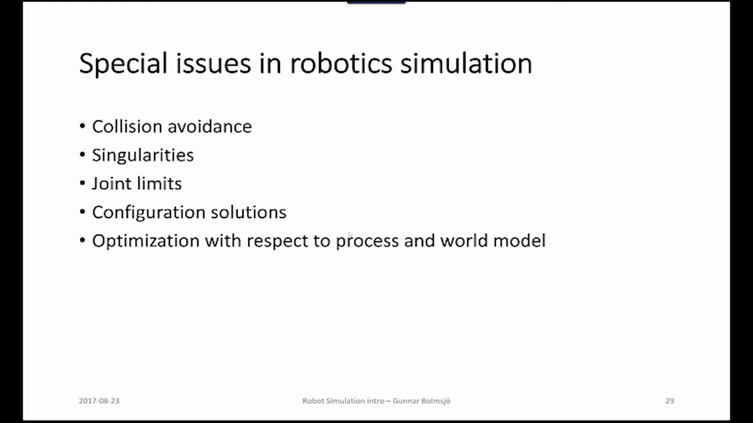Joint limits, of course, I mean, how far can we reach using the robot? And some configuration solutions, meaning that when we run a program or simulation, the robot is doing that in a suitable way, but sometimes needs to change its configuration. I will show that later on. And some optimization with respect to process and world model.